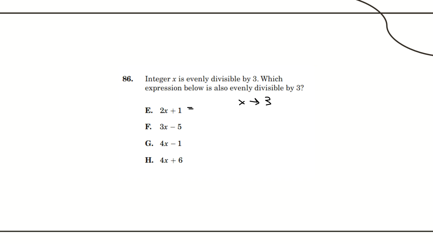So this would give us 7 with x is equal to 3. This would give us 9 minus 5, that's 4. This would give us 4 times 3 minus 1, that's 11. And here it would give us 12 plus 6, 18. And now it just asks which one's divisible by 3. Well, it has to be H.